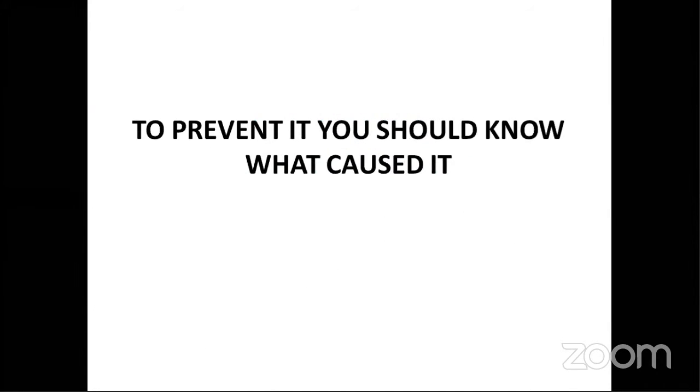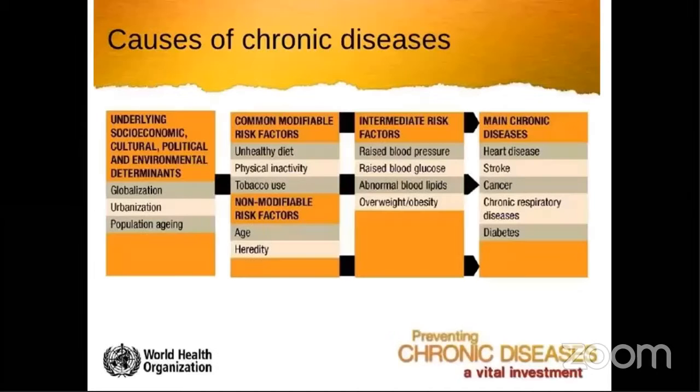To prevent a disease, or to prevent anything, you need to know what caused it. Well, the causes of chronic diseases, as I already mentioned, there are additional causes. So there are underlying socioeconomic, cultural, political, and environmental determinants. And globalization has an impact, as does urbanization and population aging.